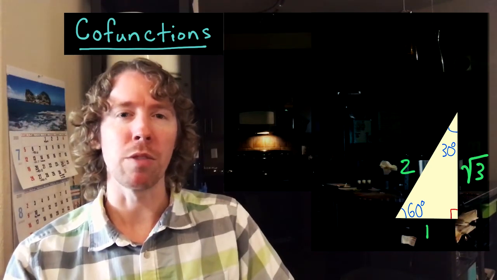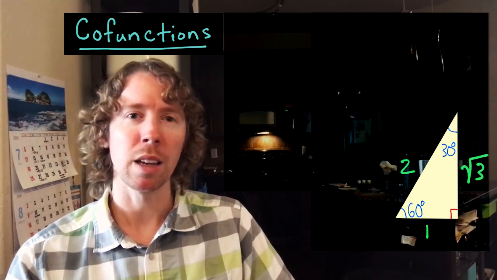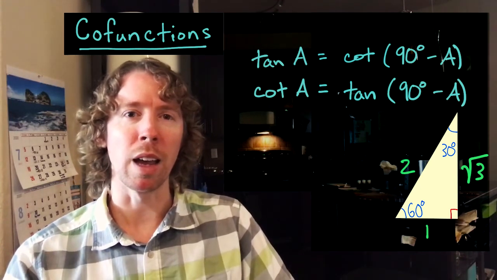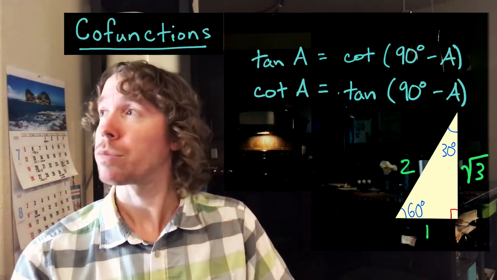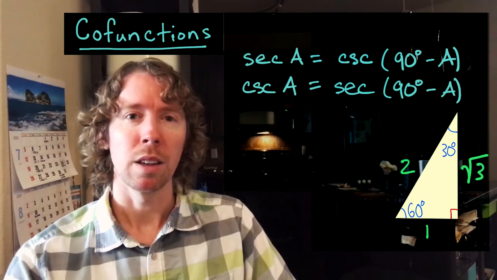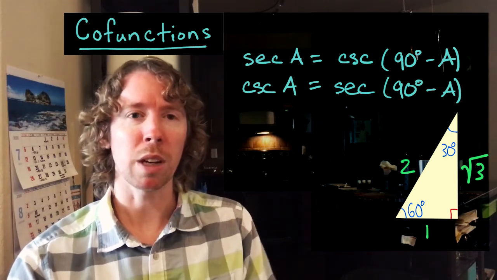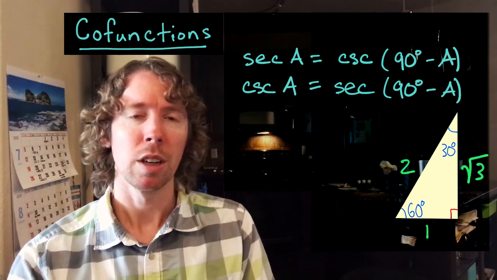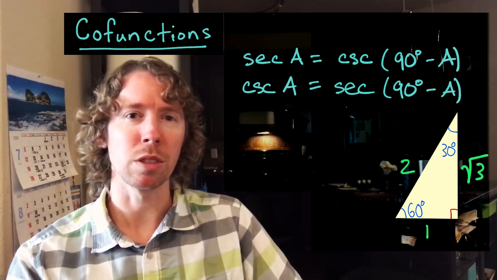And it works the same way. If you take tangent of 90 minus A, it's the same thing as cotangent of A. And if you take secant of 90 minus A, that's cosecant of A. And it's just because of how the ratios naturally match up with each other. So that's cofunctions. That's pretty useful sometimes.